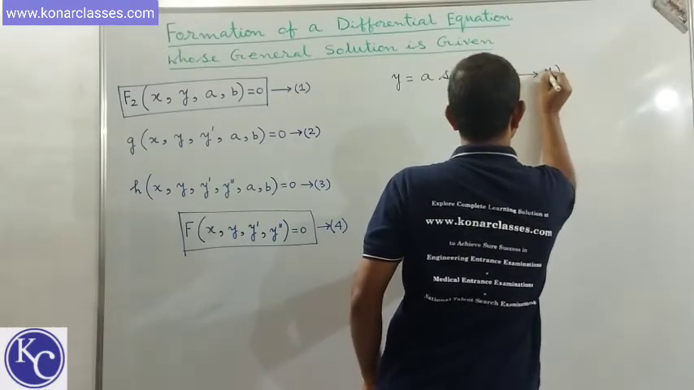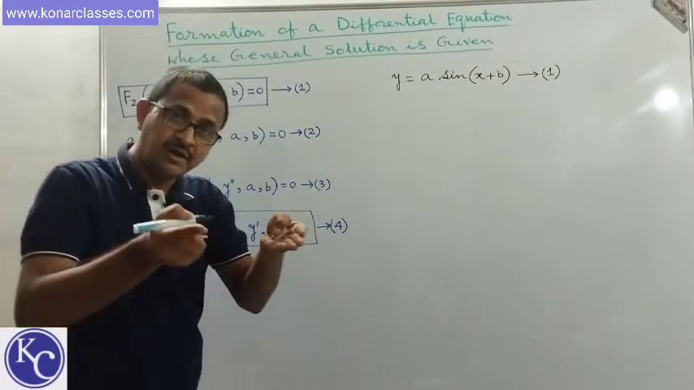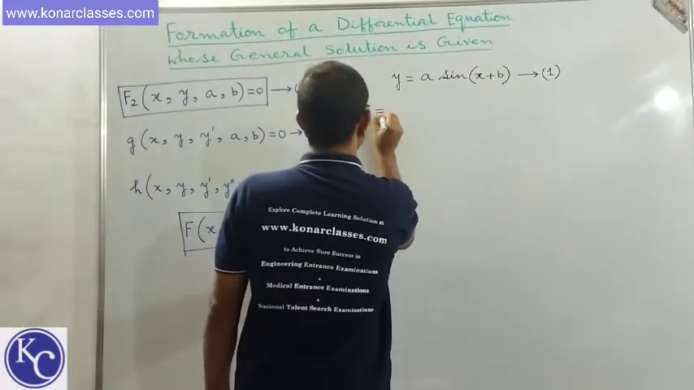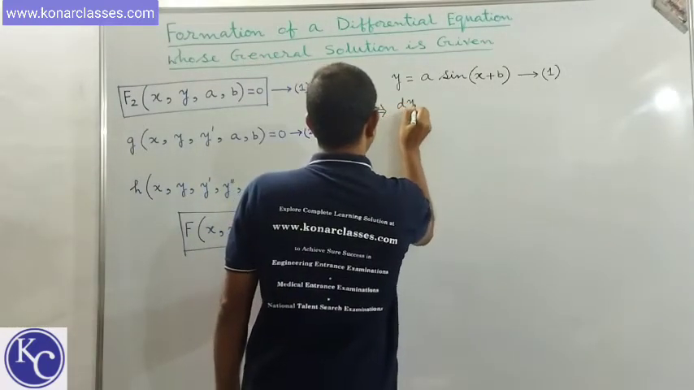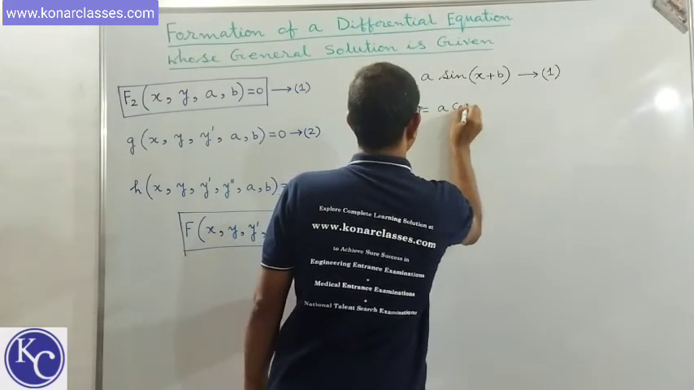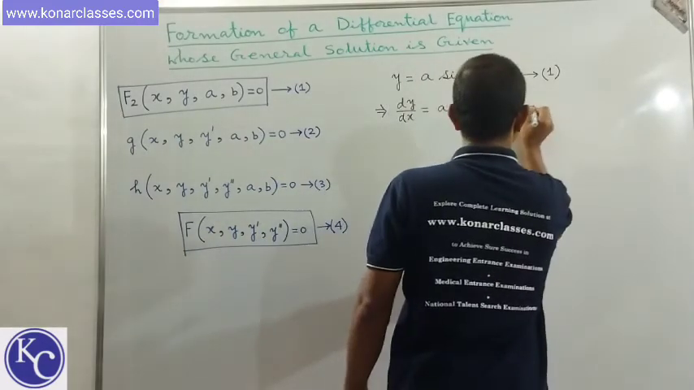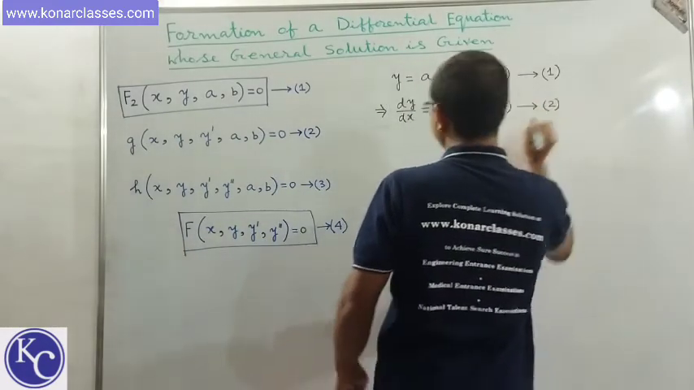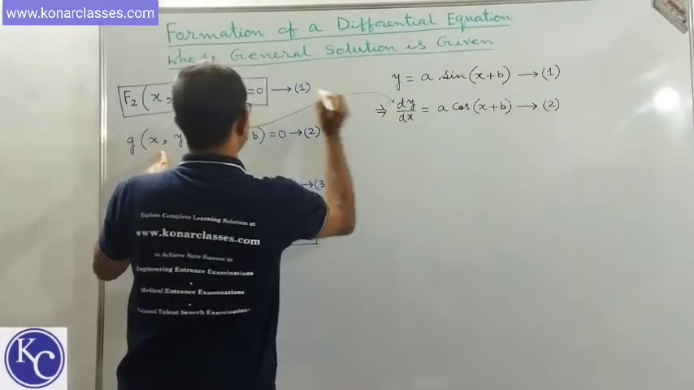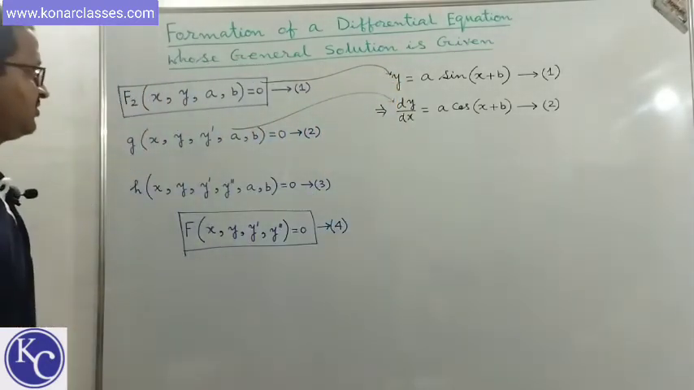So what is our first step, dear students? To differentiate equation 1 on both sides with respect to x, the independent variable. So from here, if we differentiate, what do we get? dy/dx is equal to a cos(x + b). So this is equation number 2. As if this is g, and this equation is something like this. Correct? You make the one-to-one correspondence.